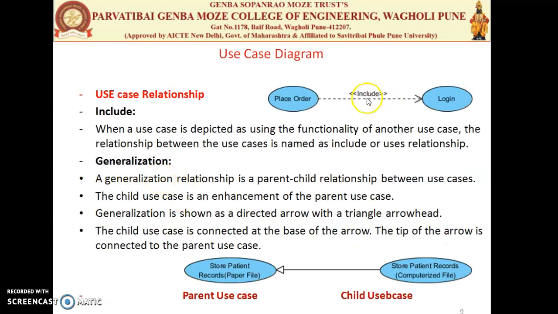Then we have the include, that means the place order includes the login use case. We have the generalization. Generalization means the child use case is part of the parent use case. So storing patient records on computer files is part of storing patient records in a paper file. This is the child use case. The child use case always points with a solid arrow to the parent use case. So generalization is the parent-child relationship between two use cases.